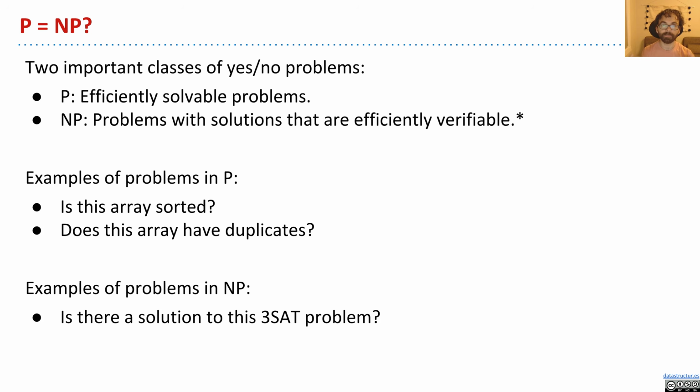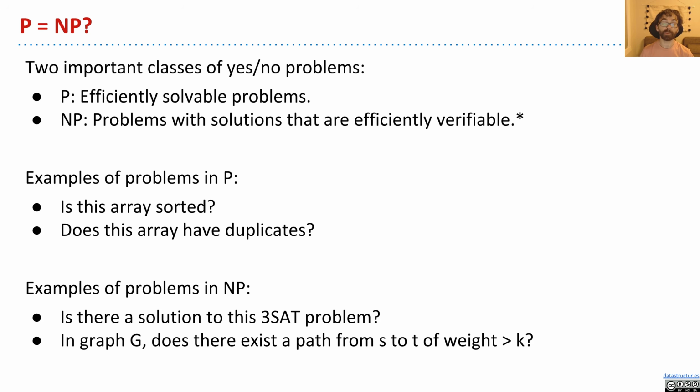So I give you a specific instance of 3-sat, which you'd have to go look at that previous lecture to know what that means exactly. And the answer is yes or no. Another is, in graph G, is there a path from S to T of weight greater than K?